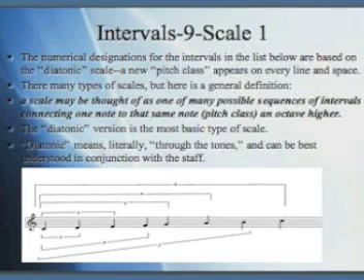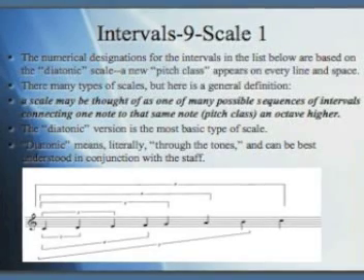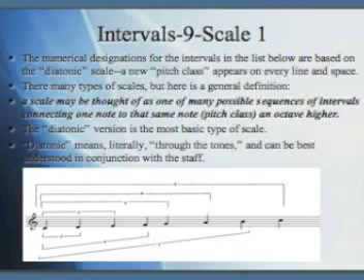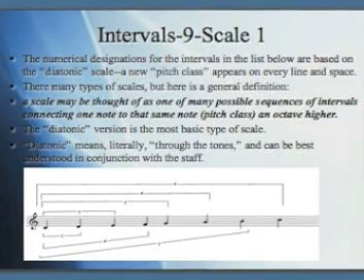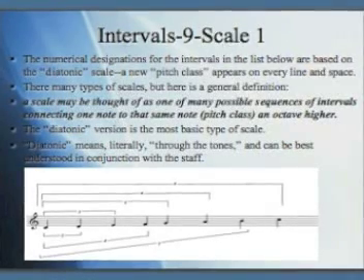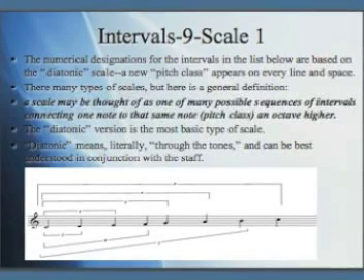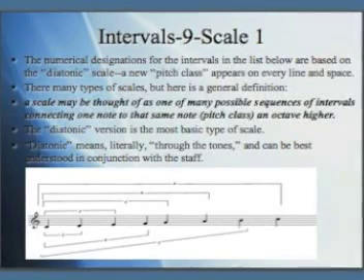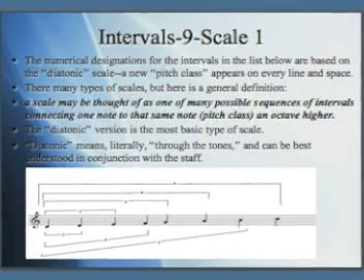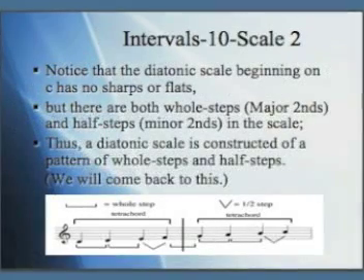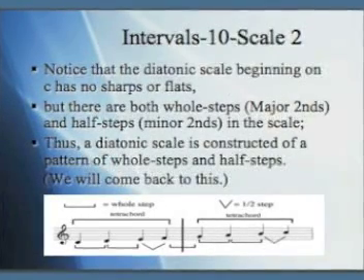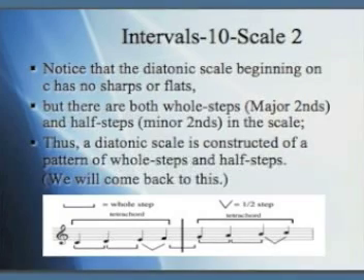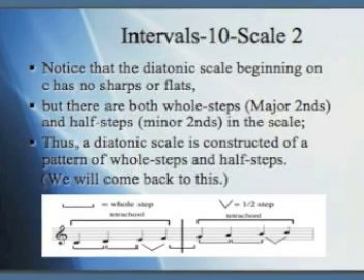Now, a scale is a way of getting from one pitch class to the next pitch class an octave higher. And there are many ways to construct a scale. Every culture has a different one. The one we'll be looking at most closely is the major scale, and it has this interval distribution. Notice that the diatonic scale beginning on C has no sharps or flats, and yet there are both whole steps and half steps in this scale.